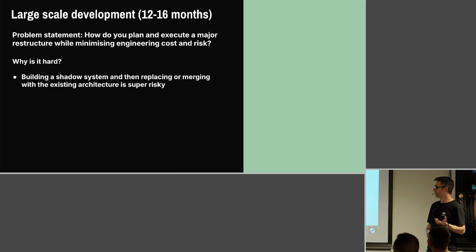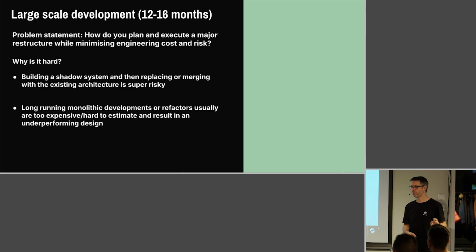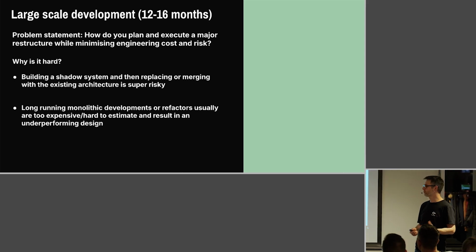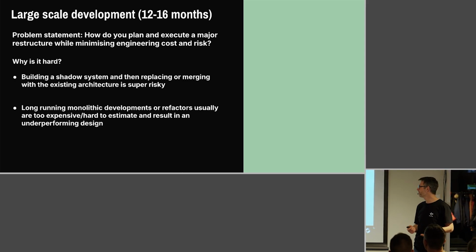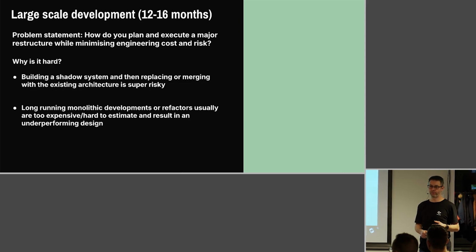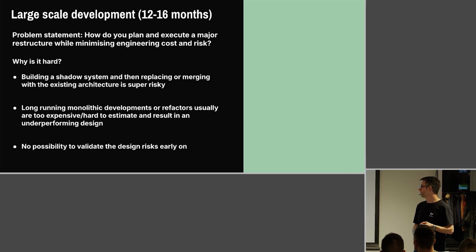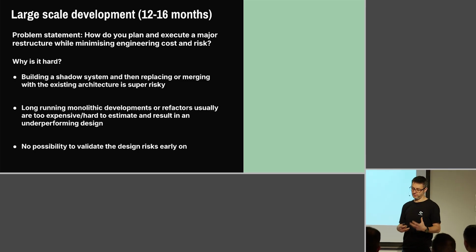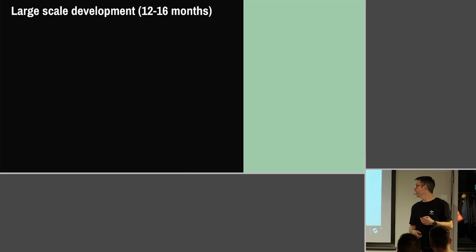Why? Because usually what happens is that people start building a shadow system and then they are replacing or merging it with an existing one. And that is really, really super risky. Also, probably with your own experience, long-running monolithic developments or refactors usually are too expensive or hard to predict, to estimate, and usually they result in an underperforming design. And you are not able to validate all the design decisions early on in the track to minimize the risks.